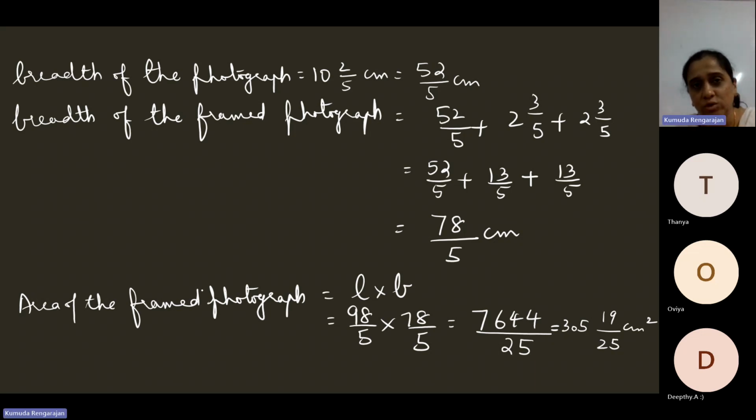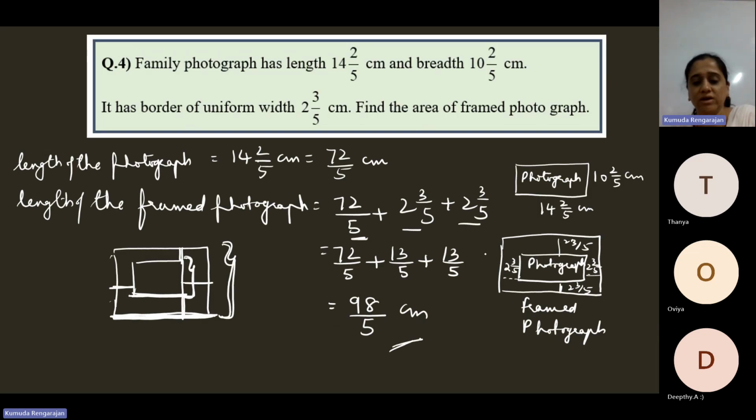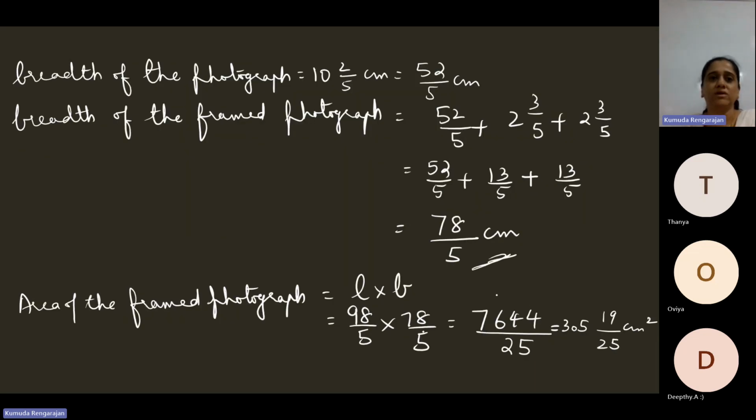Now the area of the framed photograph will be the length of the framed photograph into the breadth of the framed photograph, because we know L into B is area. To simplify this, multiply the numerators, multiply the denominators, and write that as a mixed fraction. Correct? Done writing, all of you? Online children? Yes, ma'am. Okay.